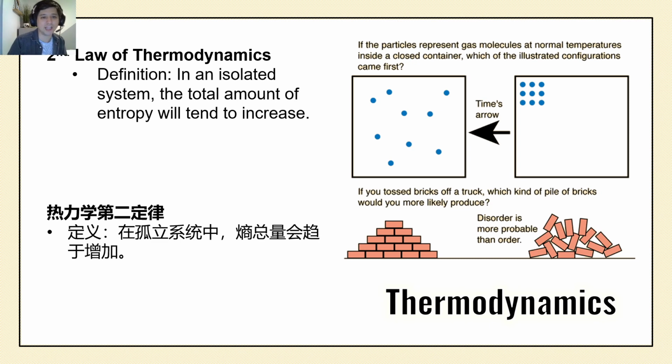So the definition: in an isolated system, the total amount of entropy will tend to increase. We've learned what an isolated system is. It's where matter and energy cannot transfer. It's all stuck within that system. It cannot leave. Well, in that system, entropy or disorder will increase.